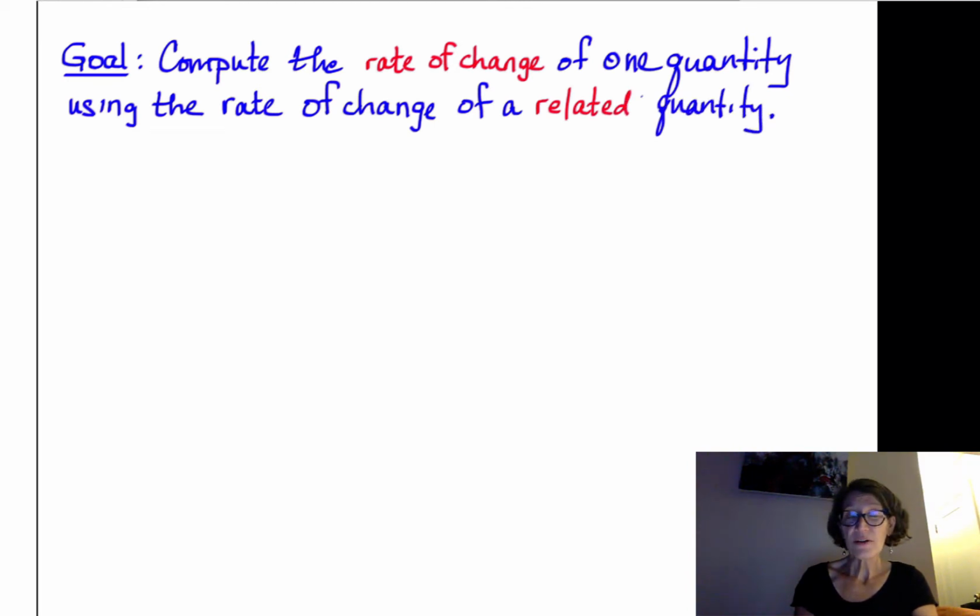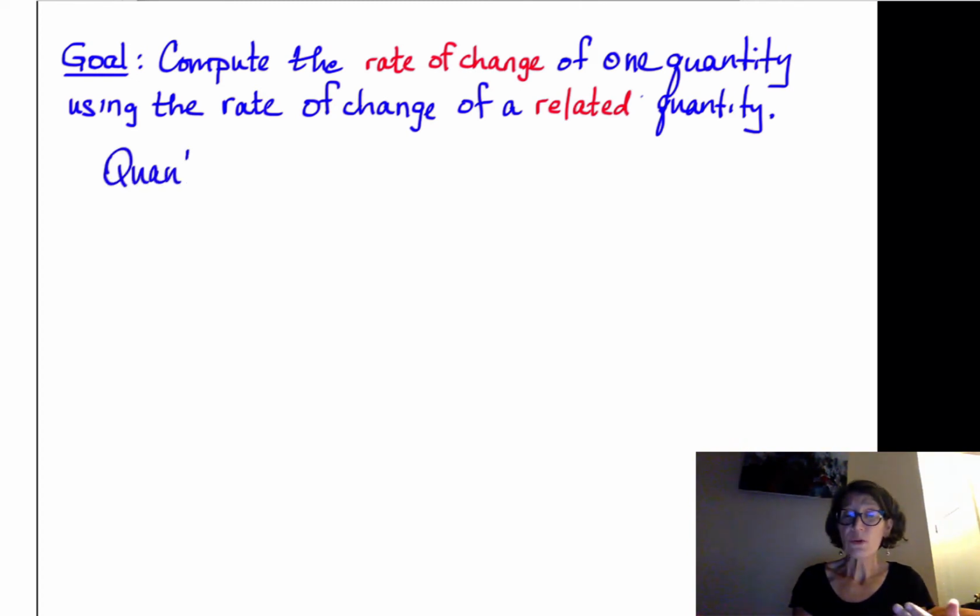The hardest part is finding the equation that relates the two rates of change. We're given one rate of change, we want to find another rate of change, so we have to find the relationship. And in mathematics, a relationship is an equation. So the hardest part is coming up with the equation that relates the two rates of change.